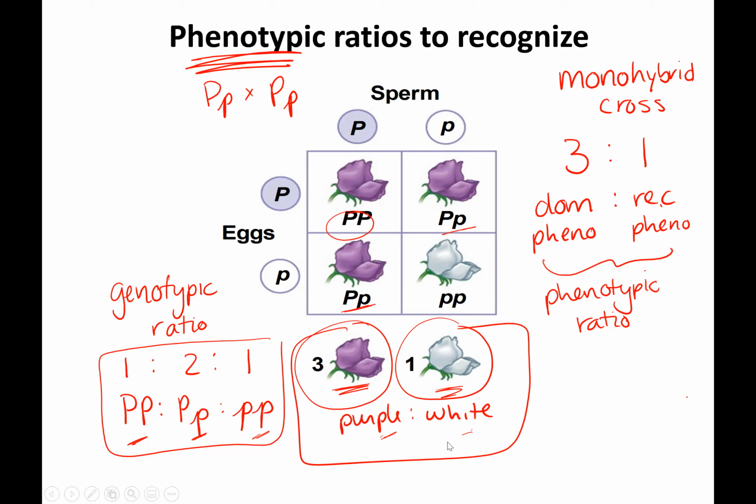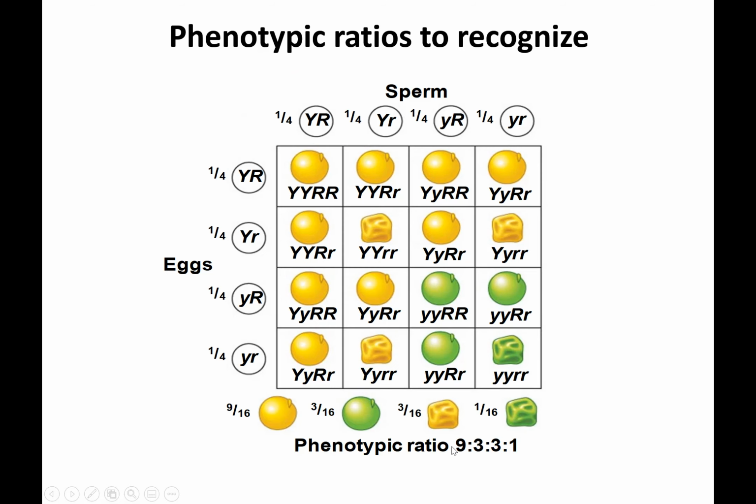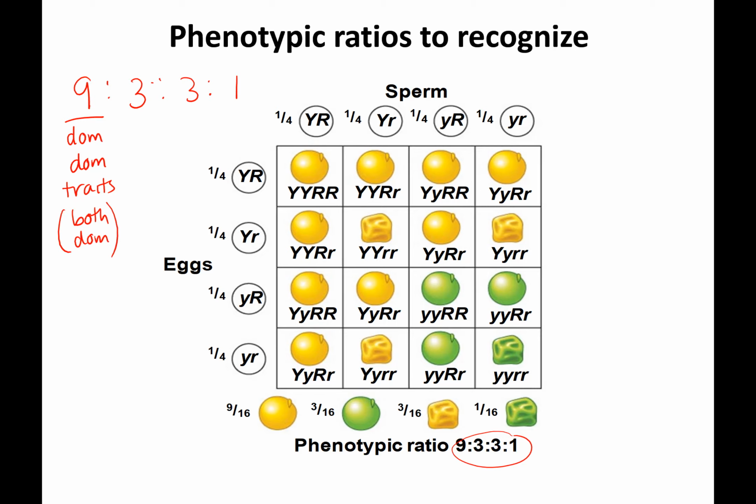Dihybrid cross is a little more complicated but it always gives a 9:3:3:1 phenotypic ratio. And what that 9:3:3:1 means is that you're going to have 9 that show both dominant traits. Both dominant. Okay, so if you count it up, you have 1, 2, 3, 4, 5, 6, 7, 8, 9 yellow and round.